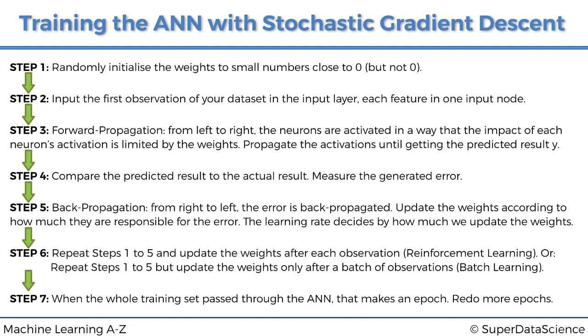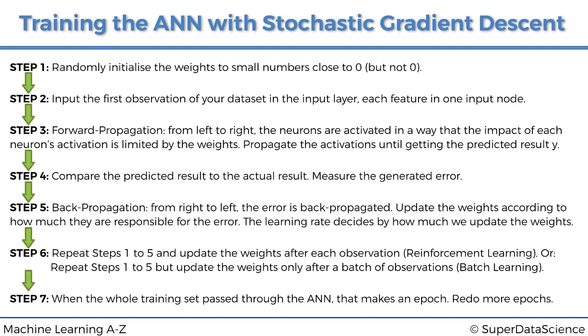Alright, so then step 4. In step 4, the algorithm compares the predicted result to the actual result, and that generates an error. And then in the step 5, this error is back propagated in the neural network from right to left, and all the weights are updated according to how much they are responsible for this generated error. And by the way, there are several ways of updating these weights, and this way is defined by the learning rate parameter, which decides by how much the weights are updated.